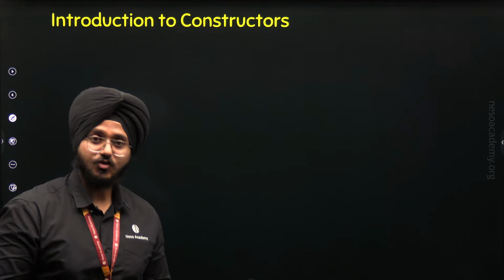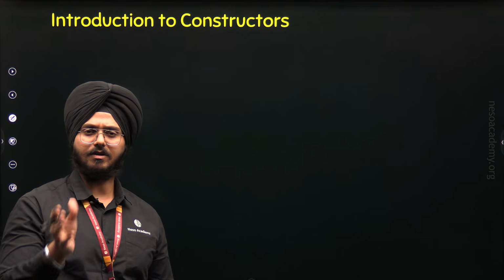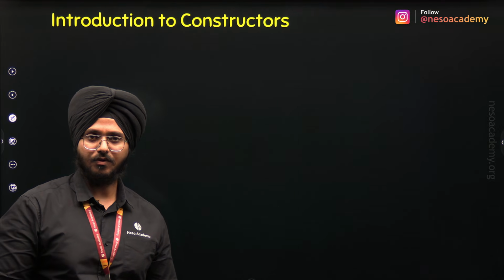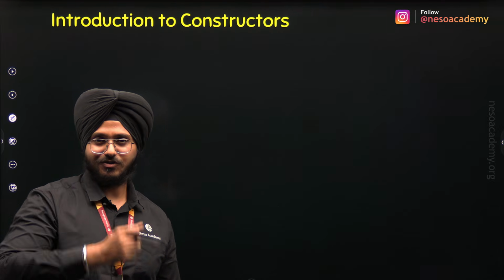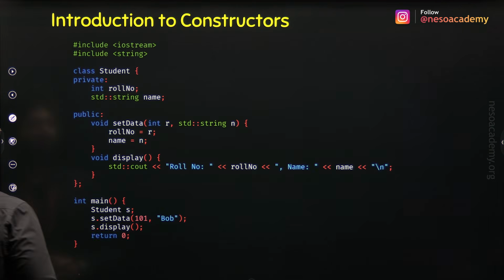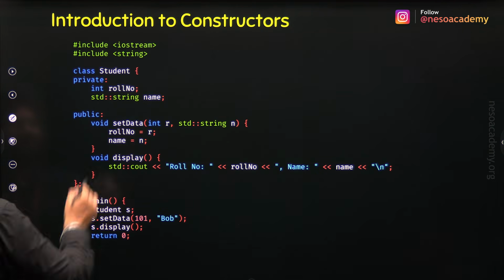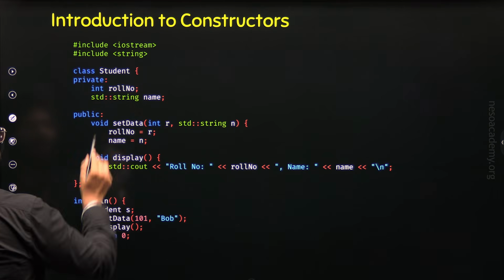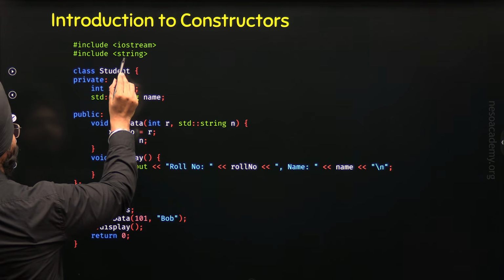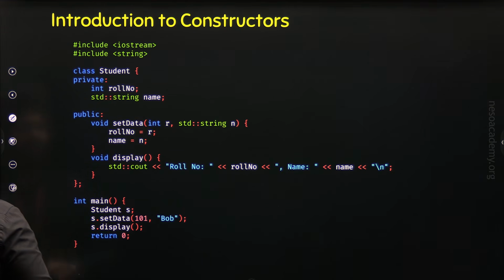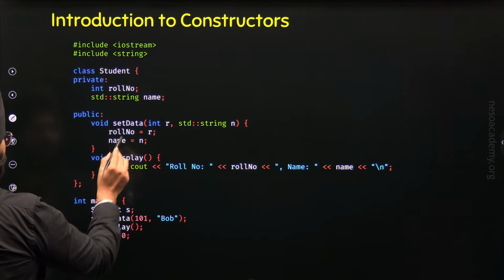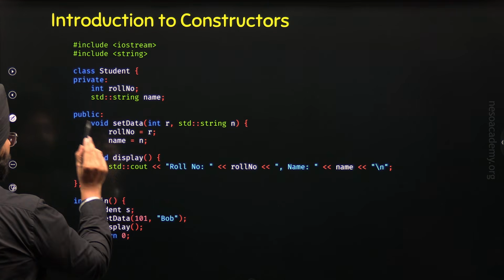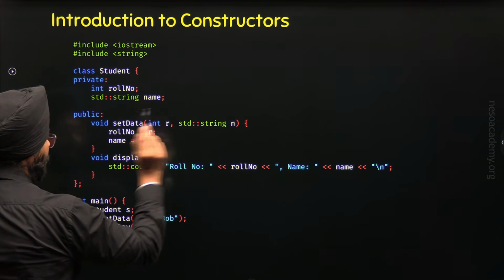So what are constructors? Before understanding what are constructors, let's first understand through an example program why do we need constructors. Here is the example program. Here I have defined this class student with private members, roll number and name. Name is of type string and that is why string header file is included. These are the public member functions, setData and display. SetData function allows us to set values for roll number and name via parameters r and n.